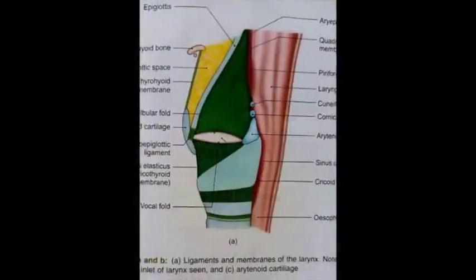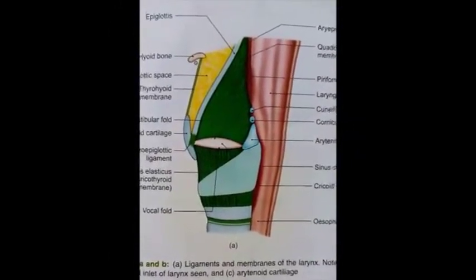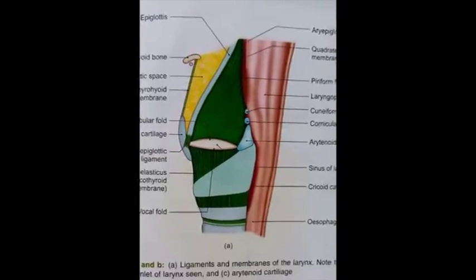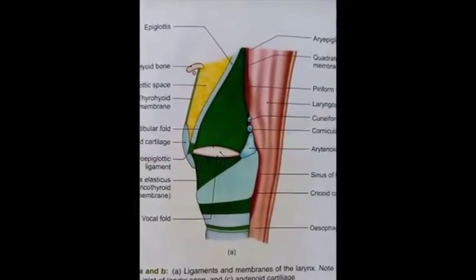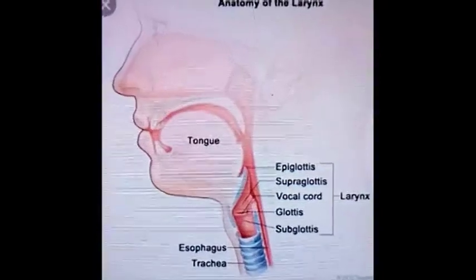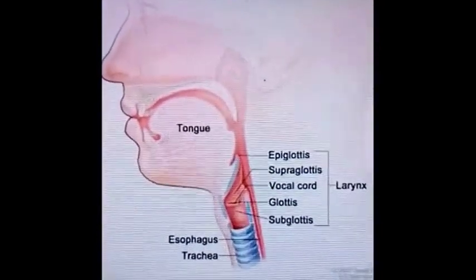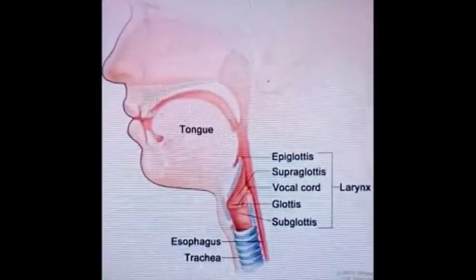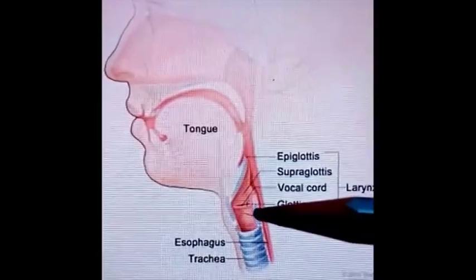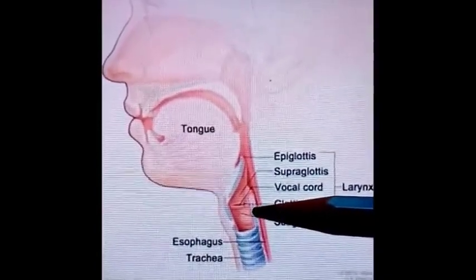Next come the intrinsic ligaments. Intrinsic ligaments are the ligaments which connect the individual cartilages of the larynx together. So before discussing the intrinsic ligaments of the larynx, let us have an overview of the wall of the larynx. In this diagram we can see the cut section across the larynx.